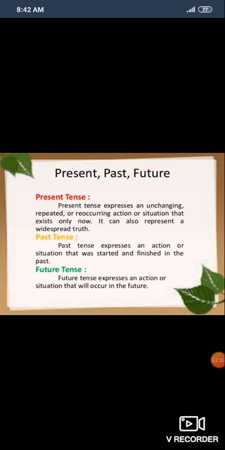And past tense expresses an action or situation that was started and finished in the past. And future tense expresses an action or situation that will occur in the future. So these three are all the types of tenses: present tense, past tense and future tense.